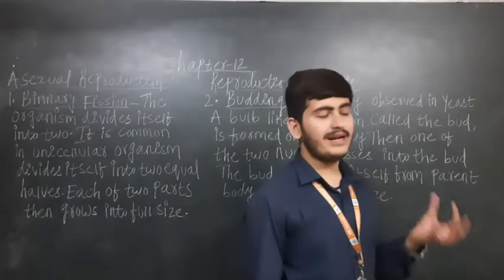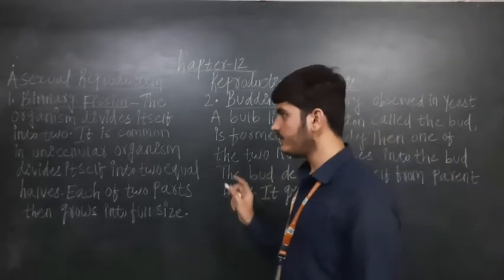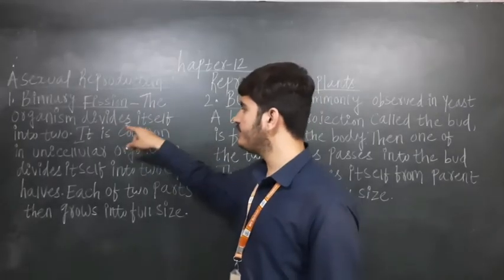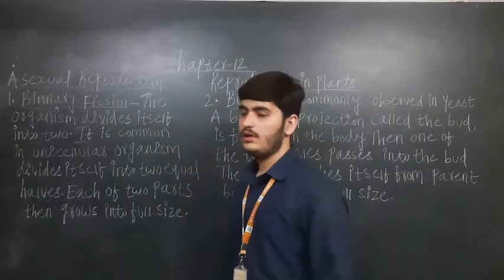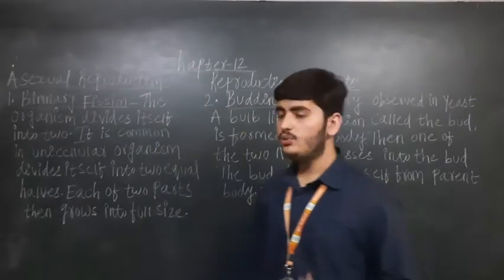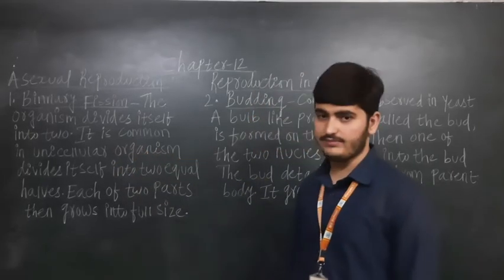These are the two methods of asexual reproduction. Now see what is the meaning of binary fission. The organism divides itself into two. Means in binary fission the organism is divided into two equal parts. It is common in unicellular organisms.